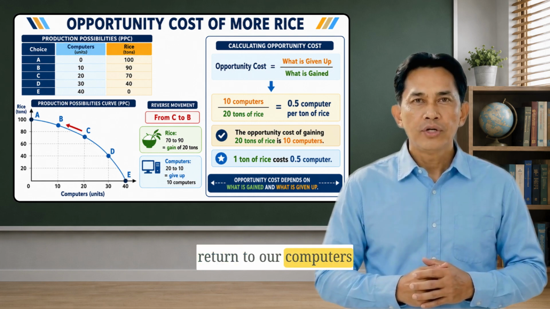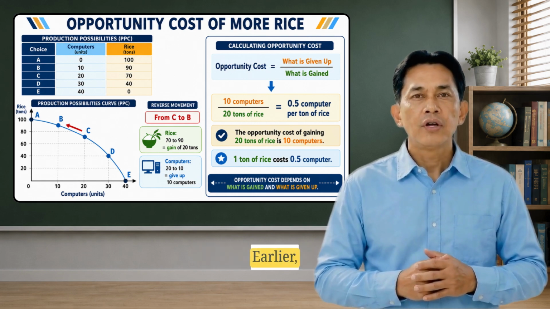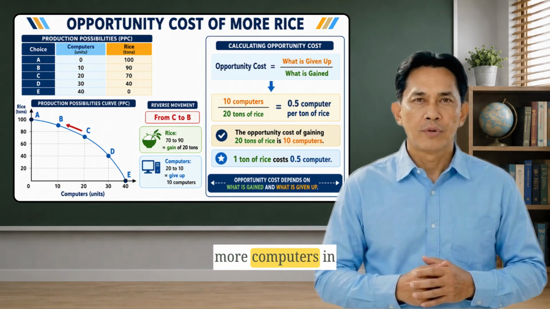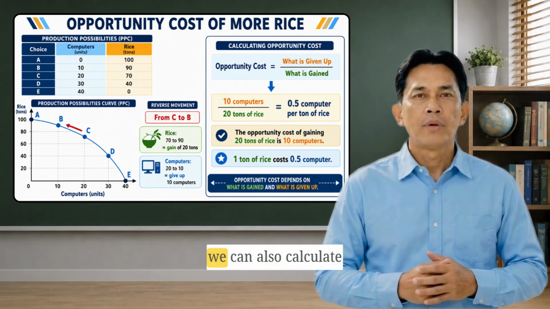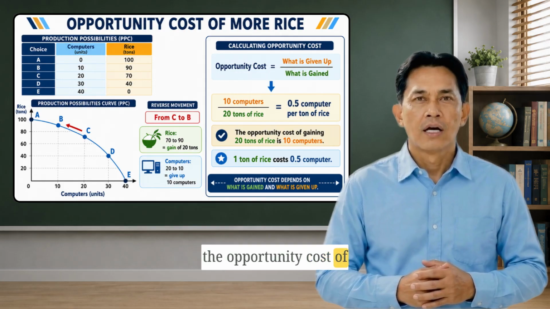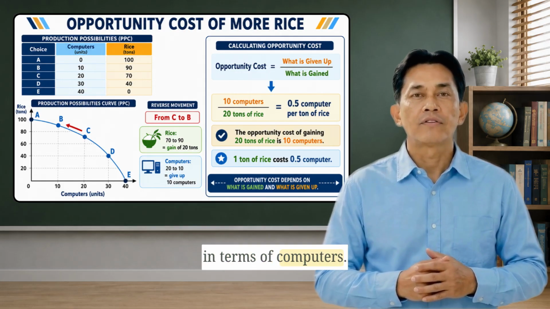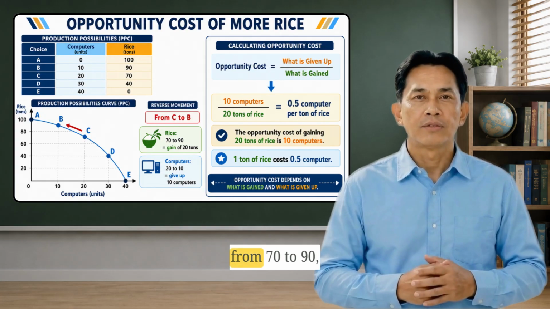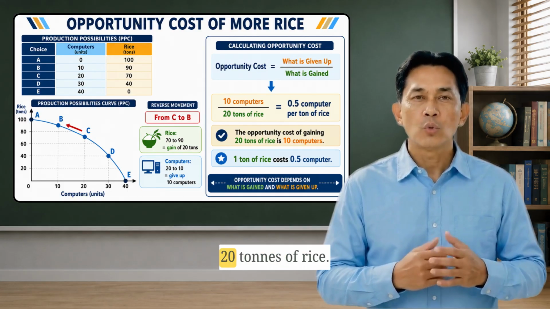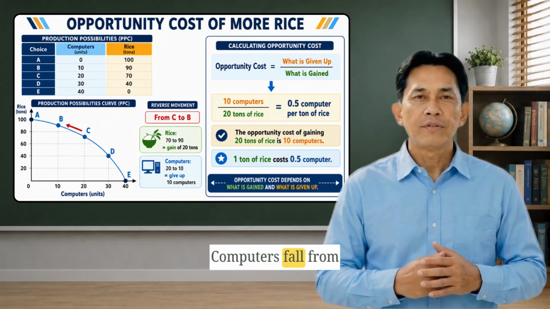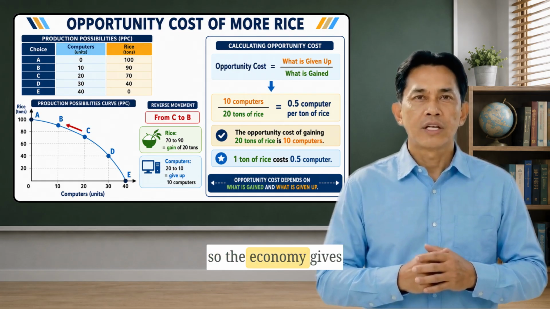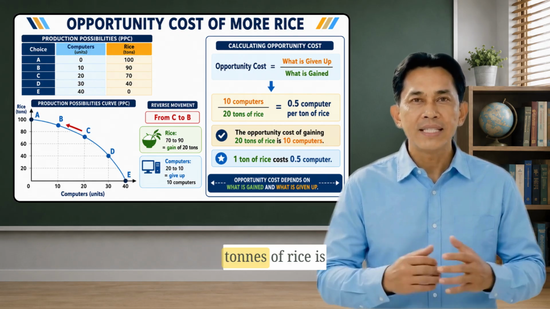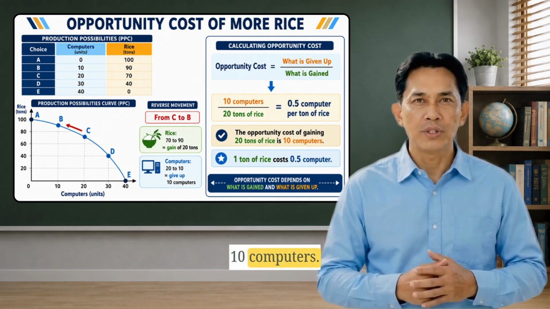Let's return to our computers and rice example. Earlier, we calculated the opportunity cost of producing more computers in terms of rice, but we can also calculate the opportunity cost of producing more rice in terms of computers. If we move from point C back to point B, rice increases from 70 to 90, so the gain is 20 tons of rice. Computers fall from 20 to 10, so the economy gives up 10 computers. The opportunity cost of gaining 20 tons of rice is 10 computers.